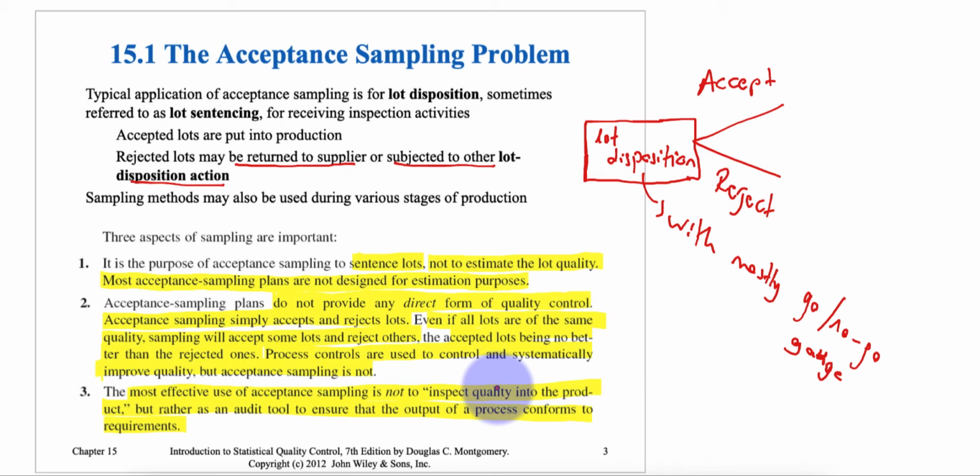The third aspect is that the most effective use of acceptance sampling is not to inspect quality into product, but rather as an audit tool to ensure that the output of a process conforms to requirements. So it's just an audit tool.